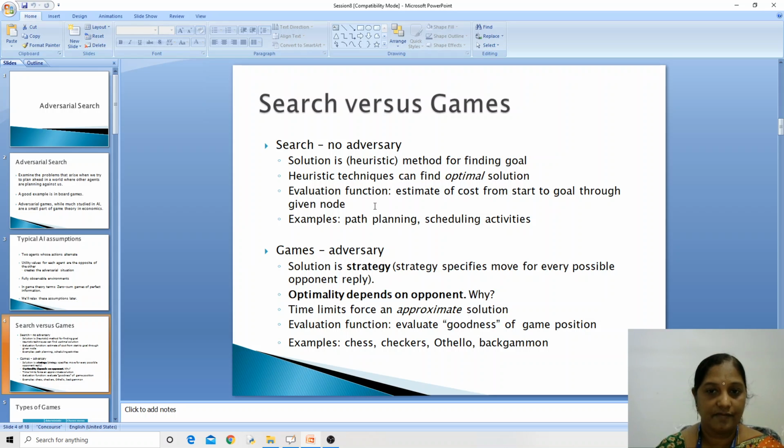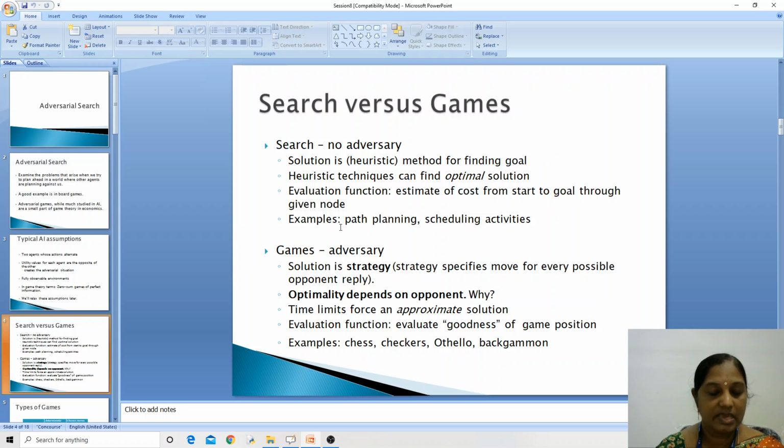Next, evaluation function: it estimates the cost from start to goal through a given node. This evaluation function also depends upon the problem. If you have a problem, that problem has some evaluation function, and based upon the evaluation function, you need to estimate the cost of the problem. For example, path planning and scheduling activities come under searching techniques.